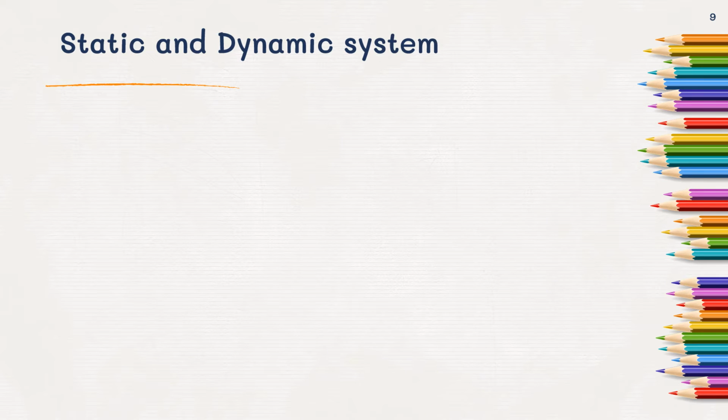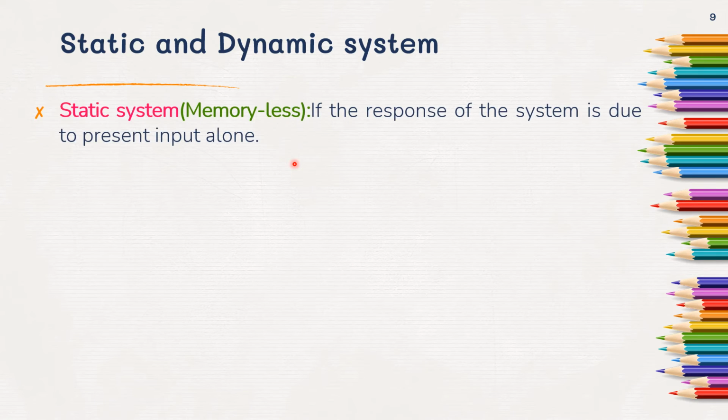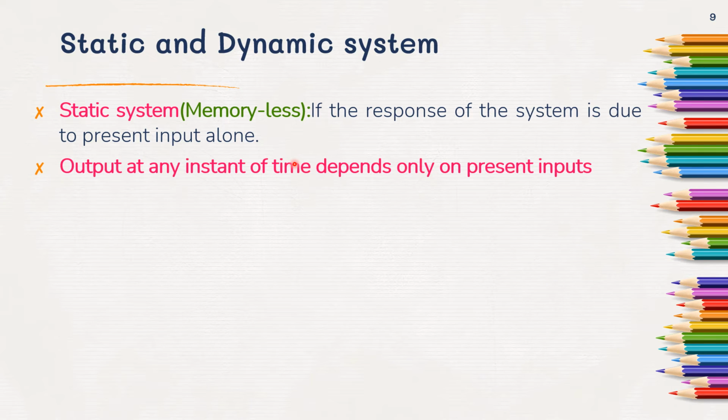Now let's look into the next classification called static and dynamic system. What is meant by a static or dynamic system? A static system is one, what I am going to call a memoryless system, where the output of the system is due to the present input alone. The output at any instant of time depends only on the present input.